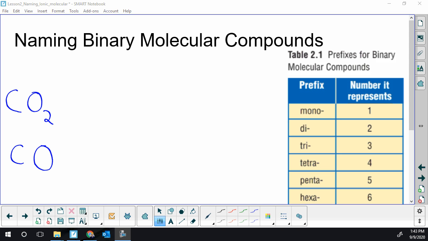So in naming binary molecular compounds, when you get to tests or quizzes, your first big decision is what set of rules to use. Should I be using the stock system, naming the cation or the anion, or do I have a molecular compound and you're going to start using these prefixes: mono, di, tri, tetra. We never denoted counts before with the ionic compounds. You just do these with the molecular.